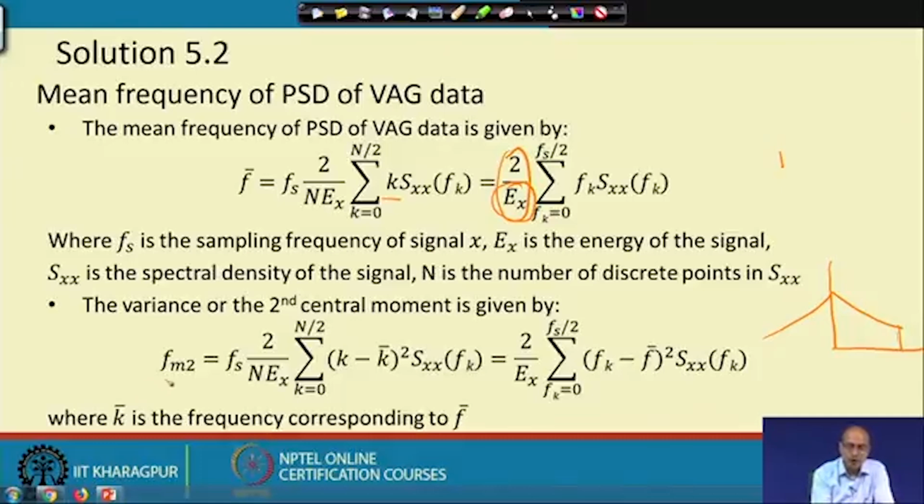Next is for the second central moment or variance. What we can do, we are multiplying, instead of f k, we are multiplying it with (f k minus f bar) square, where f bar is the mean frequency. Okay. So, this is the way we get the mean frequency of the PSD and the variance of the PSD. So, let us see how the results we get.